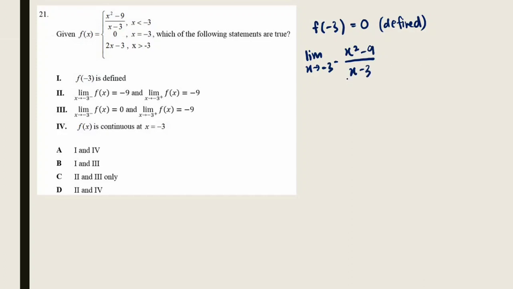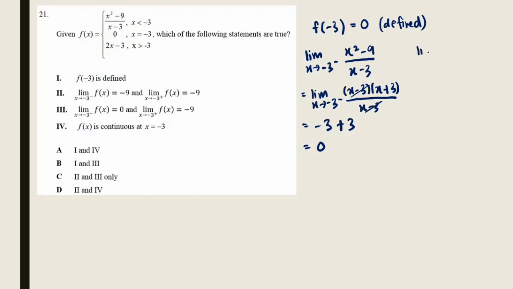Okay, so this is the limit from the left. When we check over here, you have to factorize that first. So this will be x minus 3 and then x plus 3, divided by x minus 3. So we're going to simplify this. Substitute -3 over here: -3 plus 3, that is going to be 0. So this is the limit from the left.